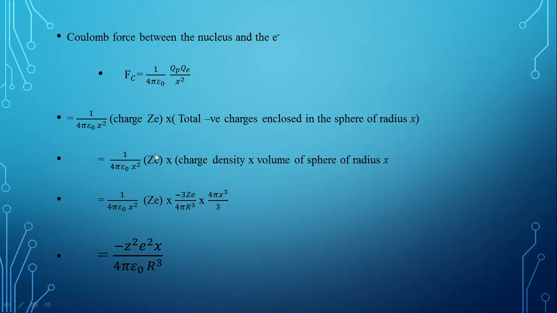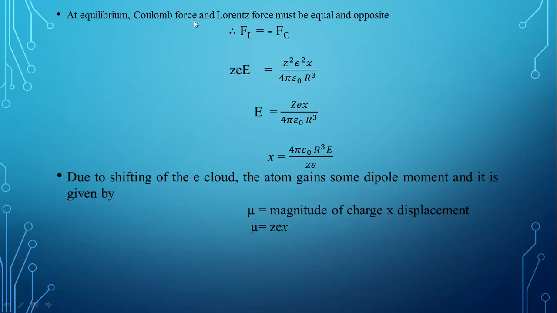After substituting the values, we get the Coulomb force equal to minus Z square e square x divided by 4 pi epsilon naught r cube. At equilibrium, the Coulomb force and Lorentz force must be equal and opposite in direction. Therefore, FL equals minus FC, where FL represents the Lorentz force and FC represents the Coulomb force. On equating these two forces, we get the distance of separation between the electron cloud and the nucleus, which is equal to 4 pi epsilon naught r cube E divided by Ze.